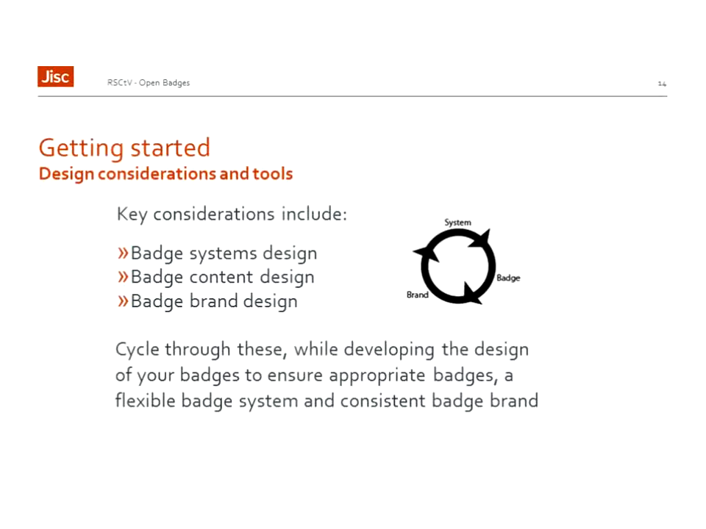So there's quite a lot to think about in terms of the process. We've kind of simplified it slightly by breaking it down into 3 different areas to think about, and we see them very much as a cycle. So there's badge systems design, there's badge content design, and there's badge brand design. So all 3 of these areas need to be considered when you're taking the creation of badges forward.